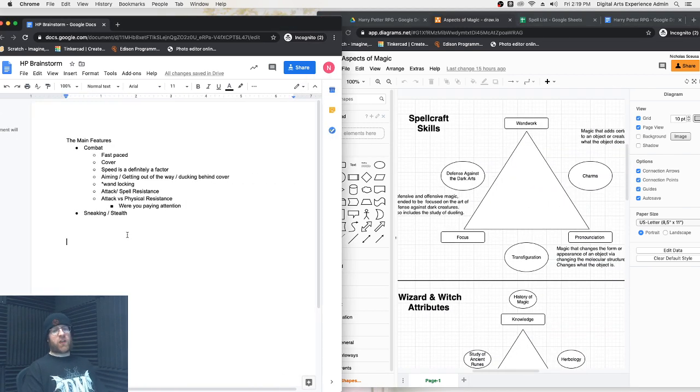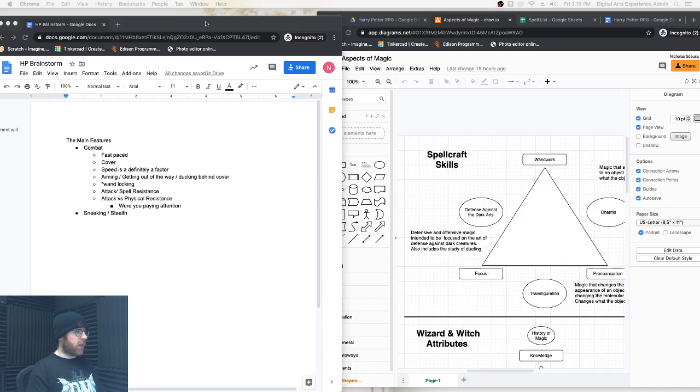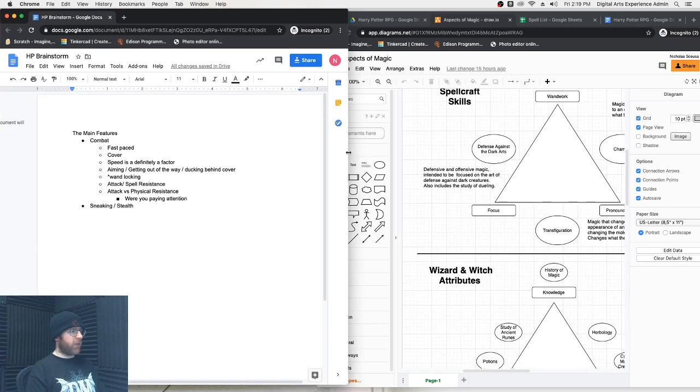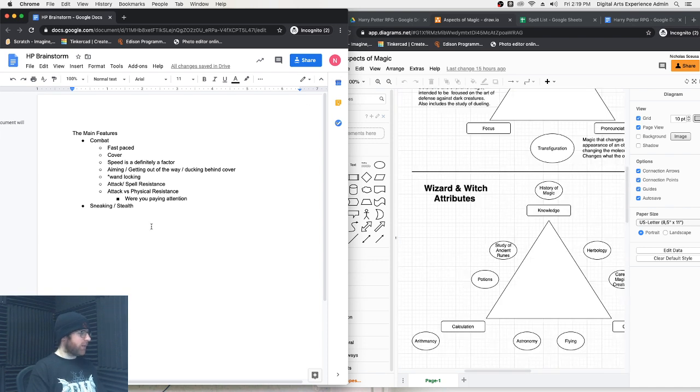But let's paint a scenario, right? And let's see if we can come up with some ideas on how to handle this. So let's say you are walking through the Forbidden Forest. You're out late at night. You're not supposed to be, like all students. And so let's say student out at night in the Forbidden Forest.